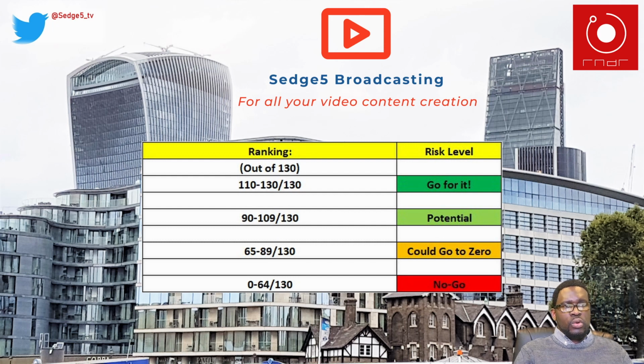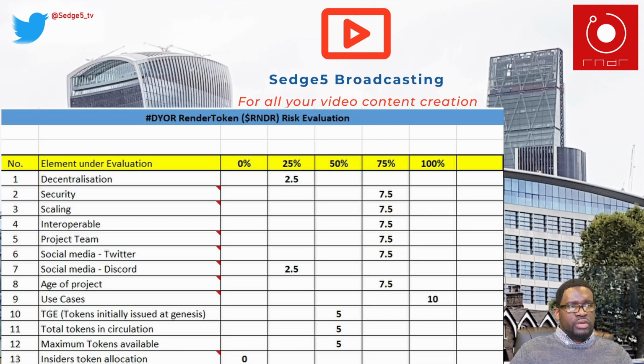So here are some of the scores we've allocated to render token. Decentralization, 2.5 points out of 10. On security, 7.5 points out of 10. On scaling, 7.5 points out of 10. Interoperability, 7.5 points out of 10. Project team, 7.5 points out of 10. Social media presence via Twitter, 7.5 points out of 10. Social media presence via Discord, 2.5 points out of 10. Age of the project, 7.5 points out of 10.